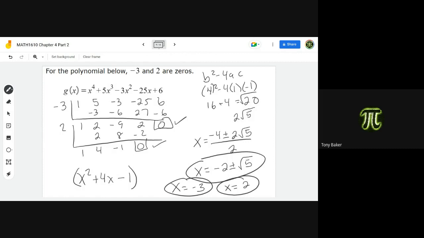So we have 4 zeros in this one. X is -3, X is 2. When you're writing down the zeros, don't forget to write those down. They are still zeros of the problem. And then we have X equals -2 plus or minus the square root of 5.